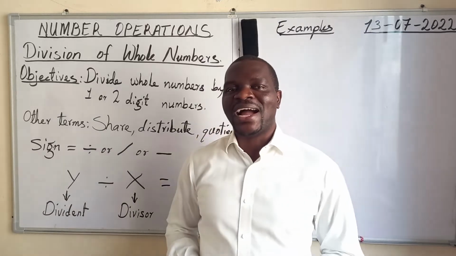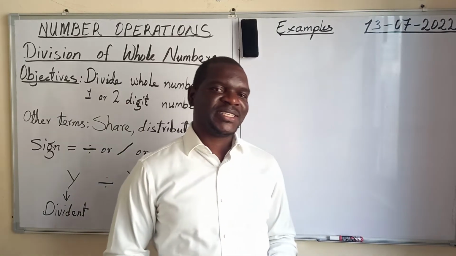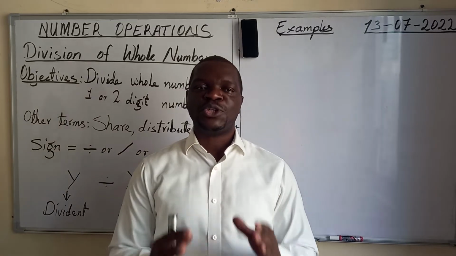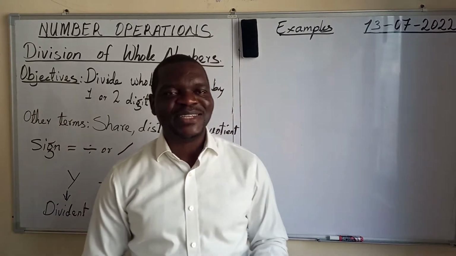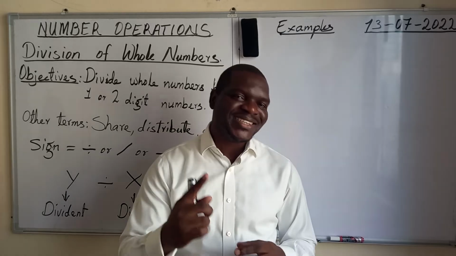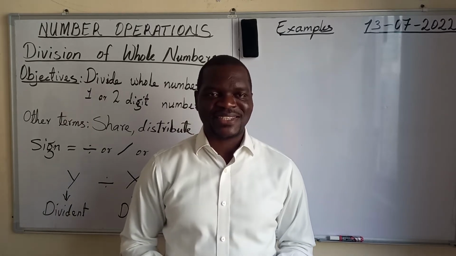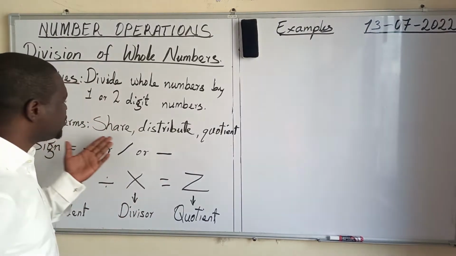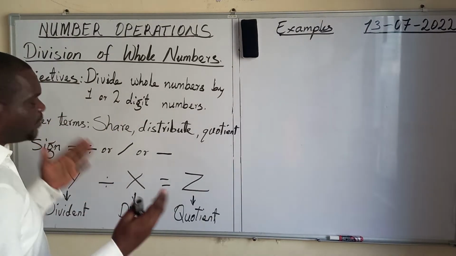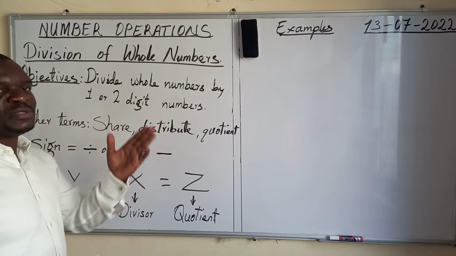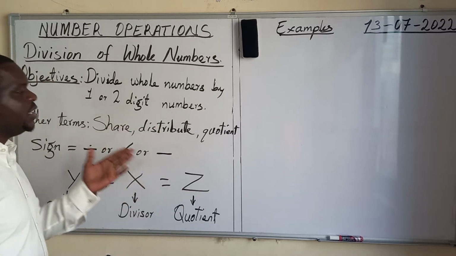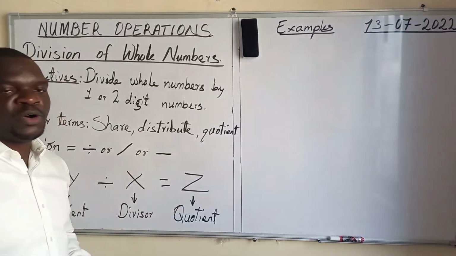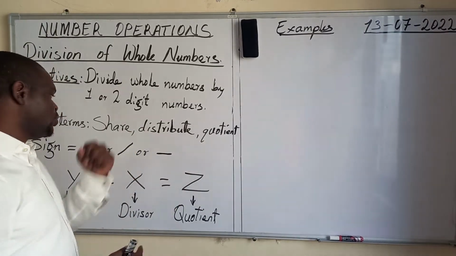Today we'll be looking at division of whole numbers, and our target at the end of the lesson is that we should be able to divide whole numbers by one-digit or two-digit numbers. We want to equally look at other terms that are used in division. Sometimes instead of asking you to divide, they can ask you to share, to distribute, or to find the quotient. These are all terms that are similar to divide.